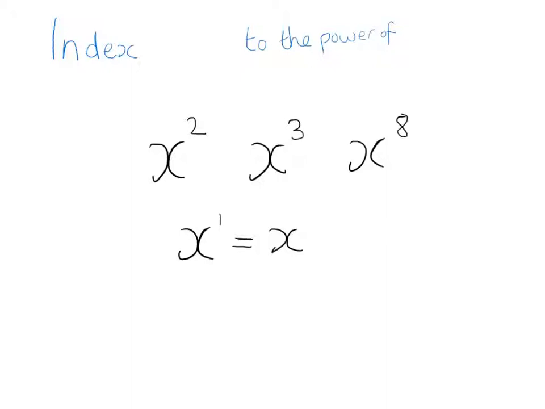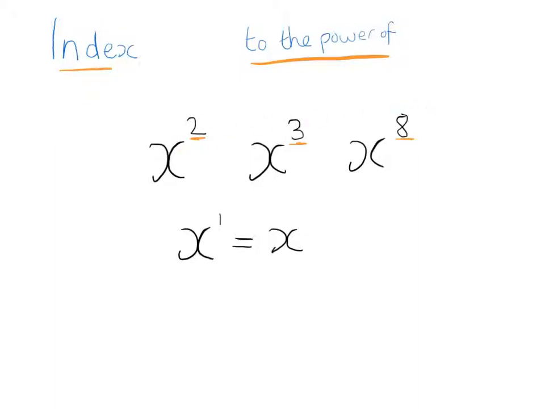So, some words you'll hear used are index or to the power of. This simply means if something is raised to the power of, it has a number up the top here, like where the 2 is. So this x is raised to the power of 2. Or this one's raised to the power of 3. This x is raised to the power of 8. The number up the top, that is the power, is said to be the index. So these are indices.